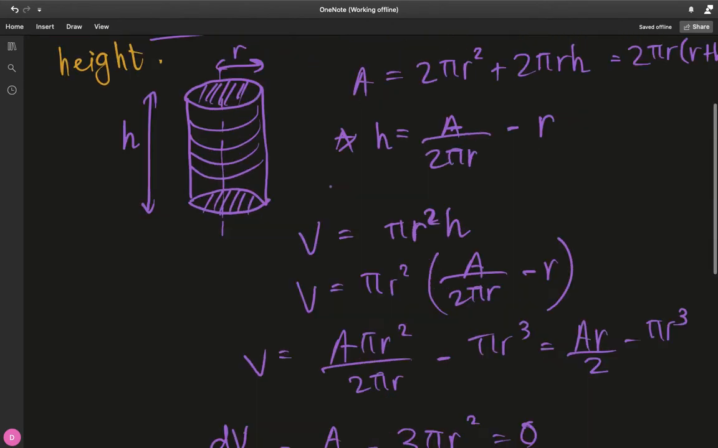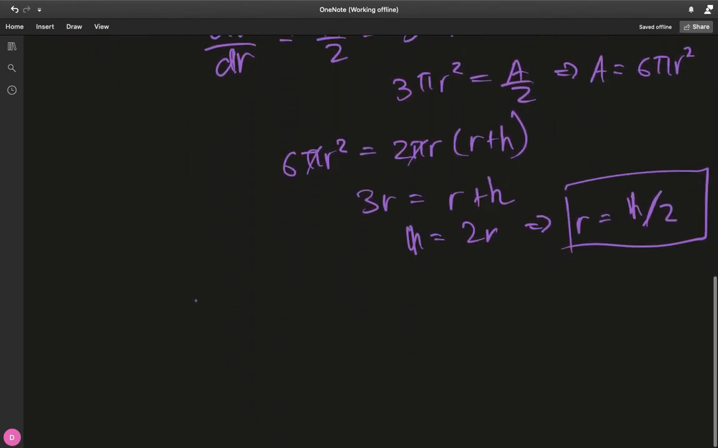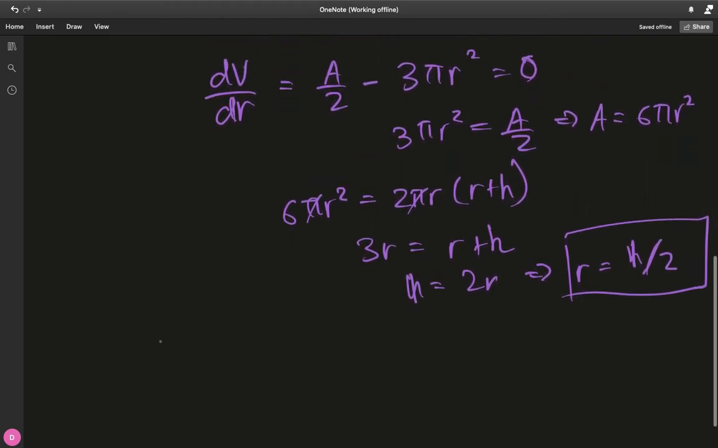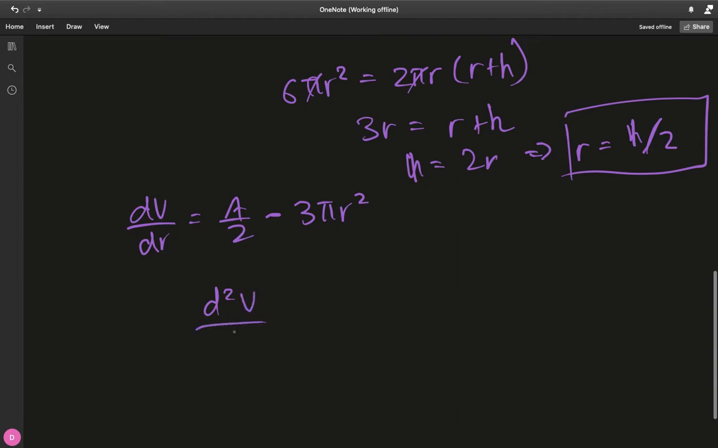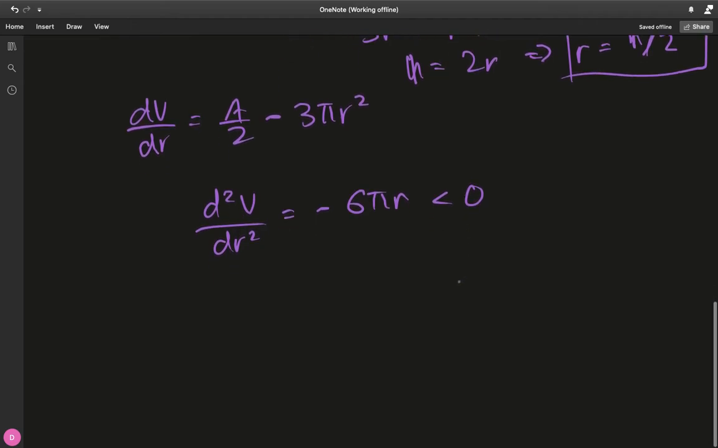We just said maximum volume, right? So let's take the second derivative. So we use dV over dr, which turned out to be A over 2 minus 3 pi r squared. Again, second derivative, d2V over dr squared. This will go to 0. We have negative 6 pi r. r will always be positive, it's a radius. 6 pi are always positive. So entirely this term will always be negative because of the negative up front.